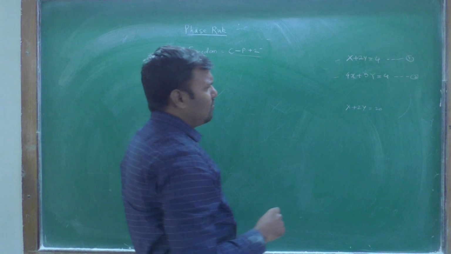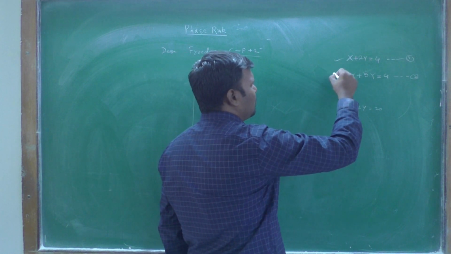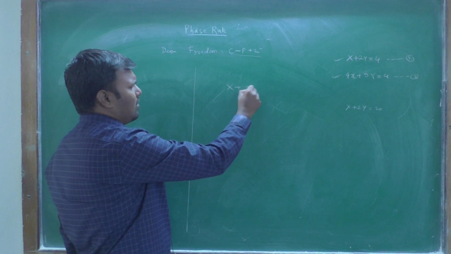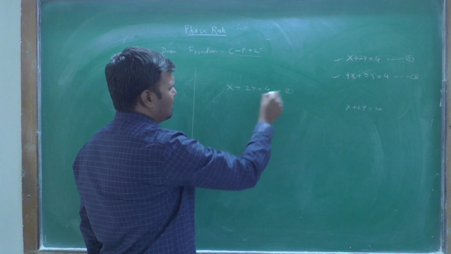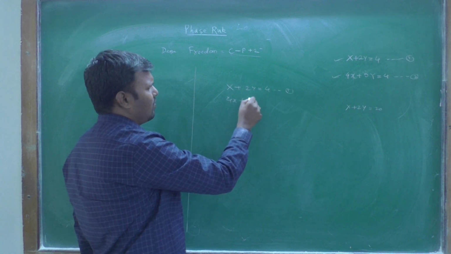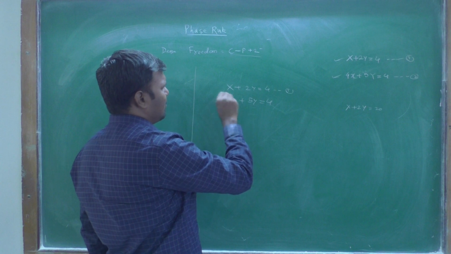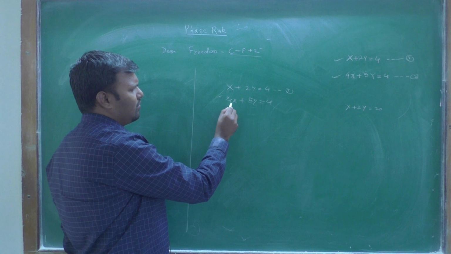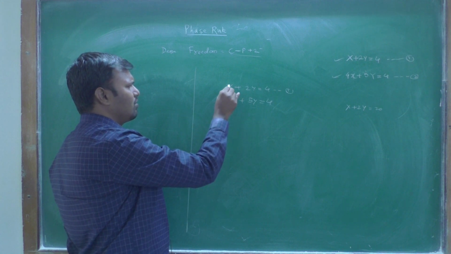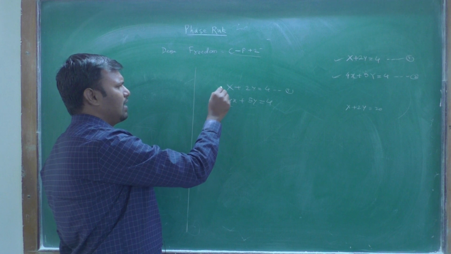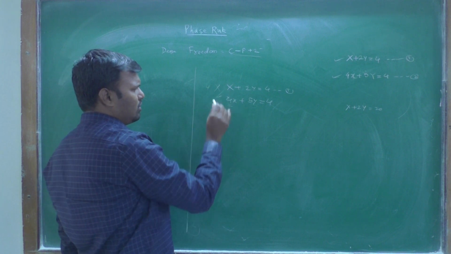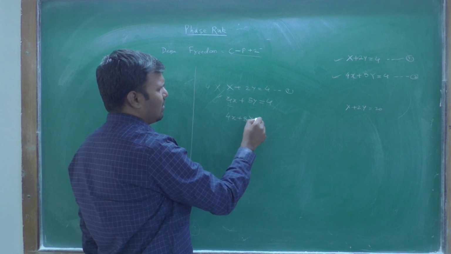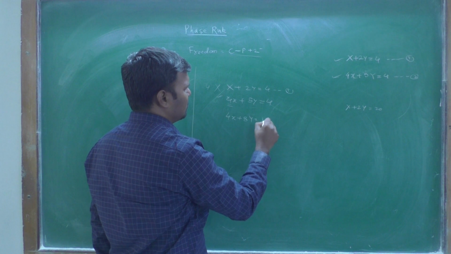For this, firstly we discuss these two equations. We have these two equations and we have to find the values of x and y. Therefore, to maintain 4x in this equation, you have to multiply this equation by 4. Then this equation becomes 4x plus 8y is equal to 4 into 60.